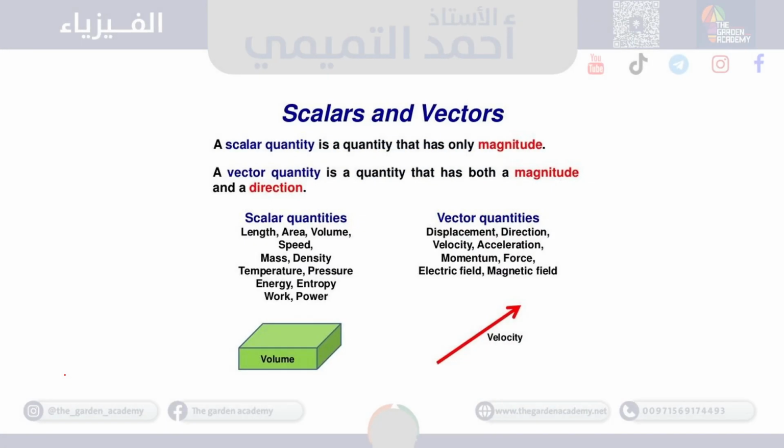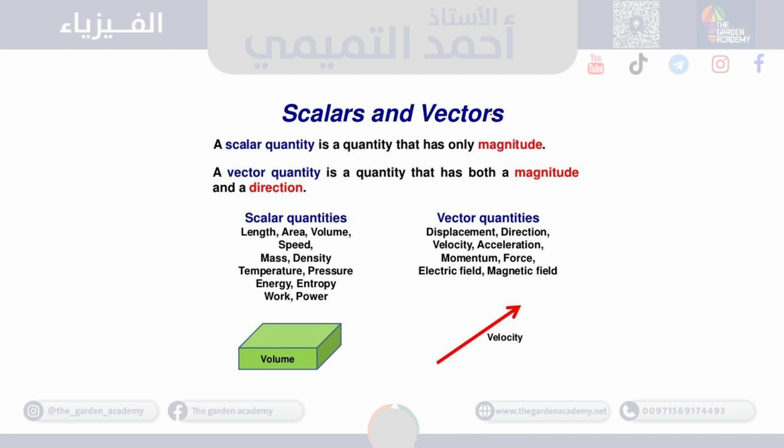Now, we should know that there are two types of quantities. The first type is called the scalar quantity and the second type is called the vector quantity. A scalar quantity is a quantity that has only a magnitude. And a vector quantity is a quantity that has both a magnitude and a direction. Now we have different examples on scalar quantities and vector quantities.